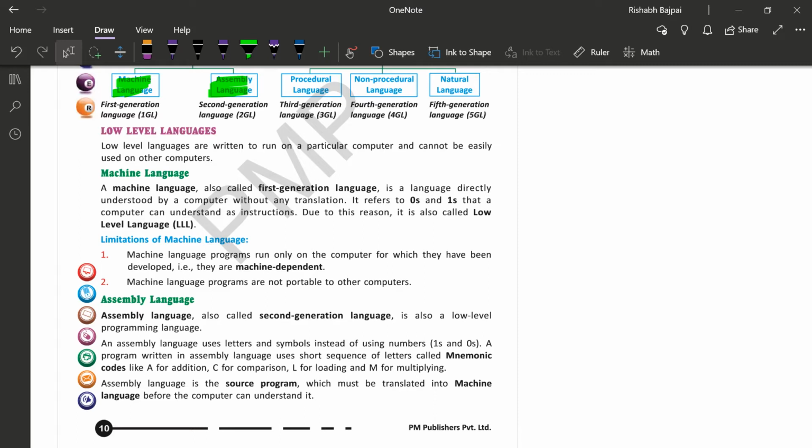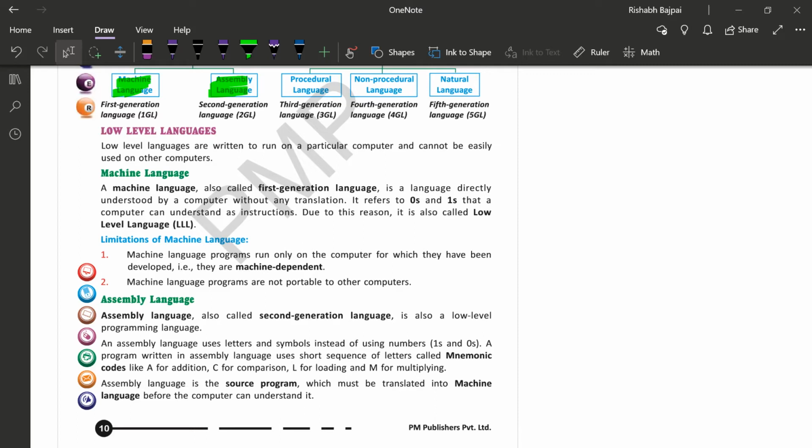अब प्रॉब्लम ये है, कंप्यूटर तो अभी भी मशीन लैंग्वेज समझते हैं. तो अब इस केस में हमने क्या किया, we started using a translating program. Now what is the translating program and why do we need a translator?